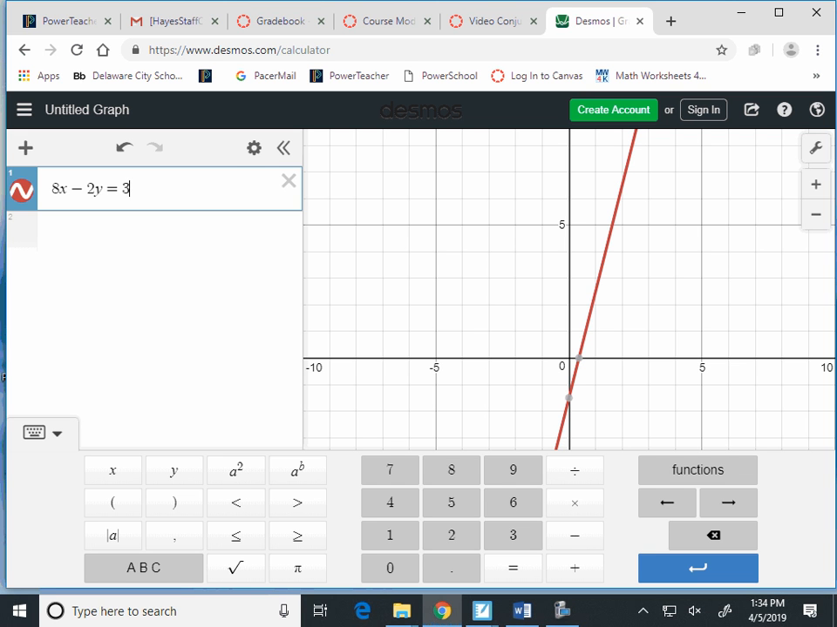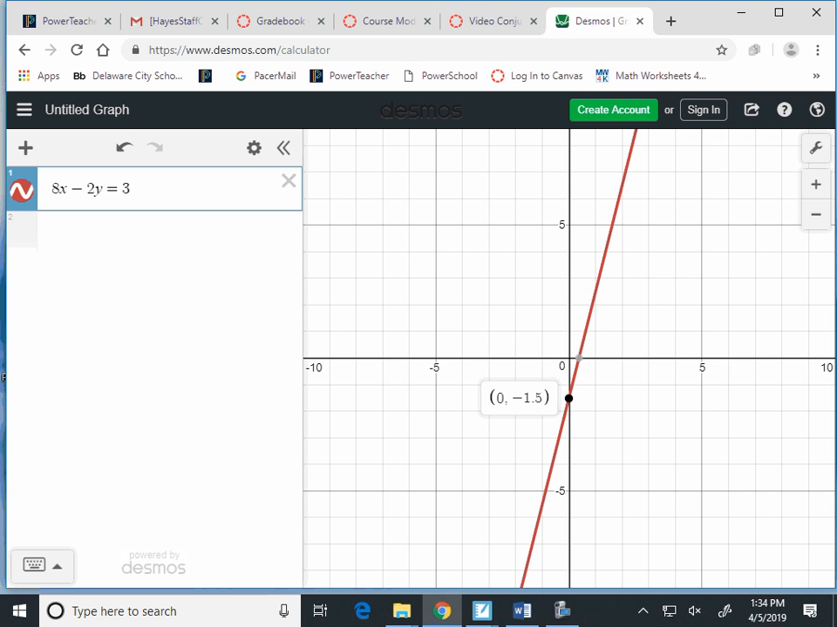And you can get the two things we need. We need the slope and we need the y-intercept. Well, the y-intercept is really easy. If you click on the line and then click where the y-intercept is, there it is.